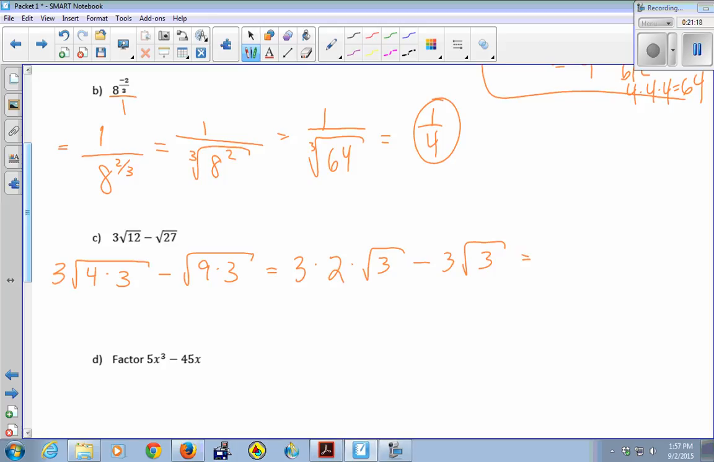So this is 6 root 3 minus 3 root 3. Now those are like terms. 6 root 3 minus 3 root 3 is 3 root 3. It's the same as if it was like 6x minus 3x. Right?